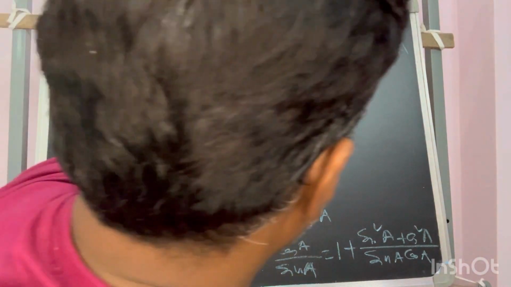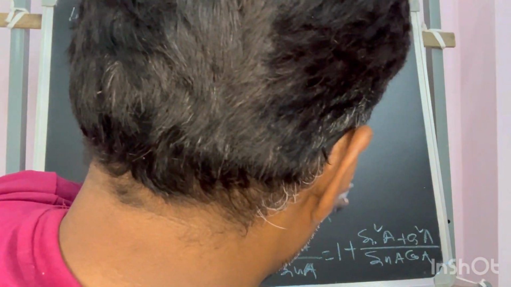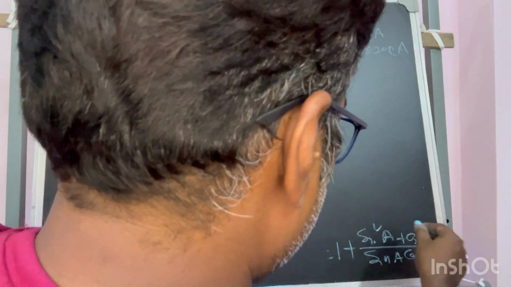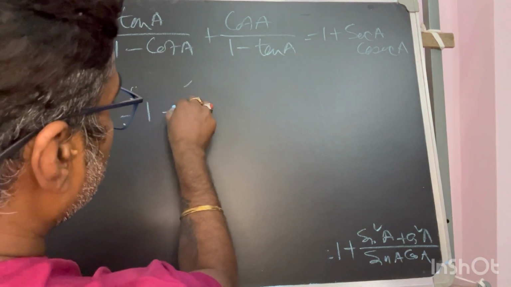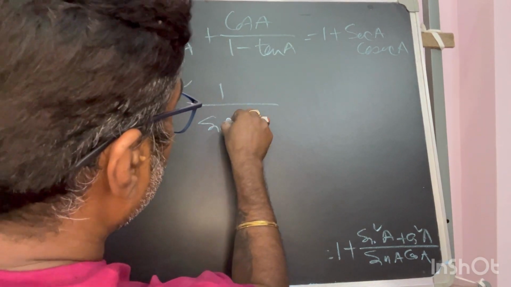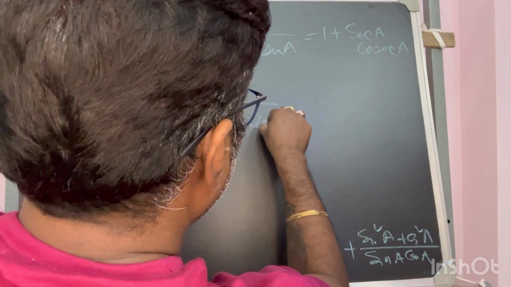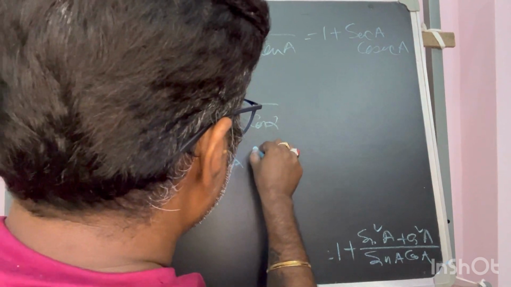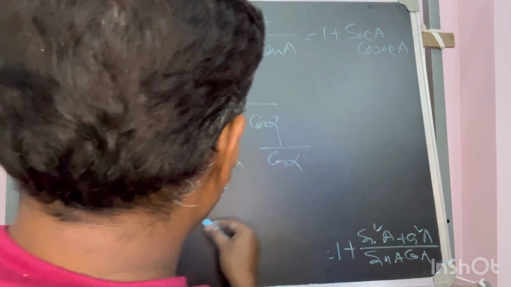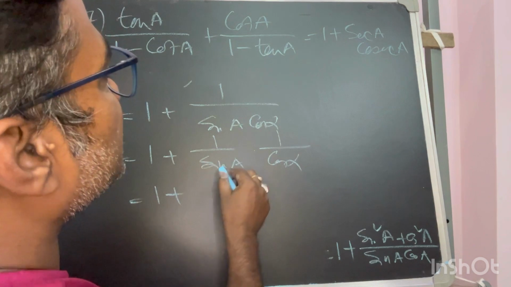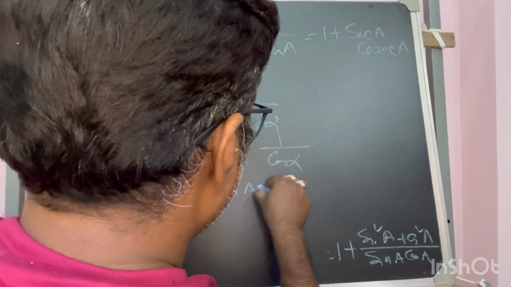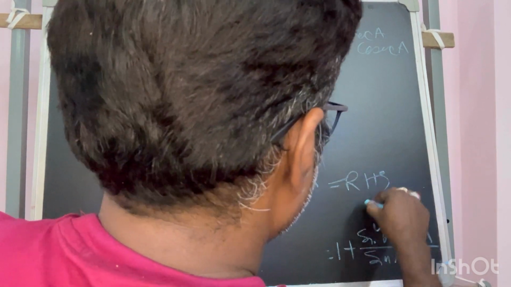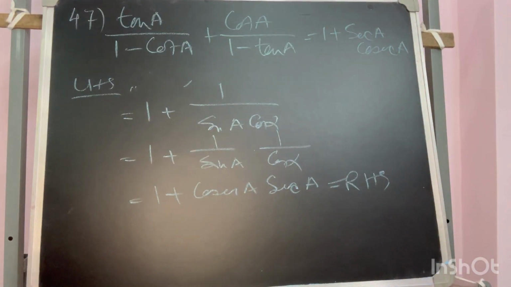Okay, now sin square A plus cos square A is equal to 1. So this is 1 by sin A cos A. So I can write it 1 by sin A into 1 by cos A, because 1 into 1 is equal to 1. So 1 by sin A means cosec A, and 1 by cos A means sec A. So that is your right hand side proved. Okay, fine.